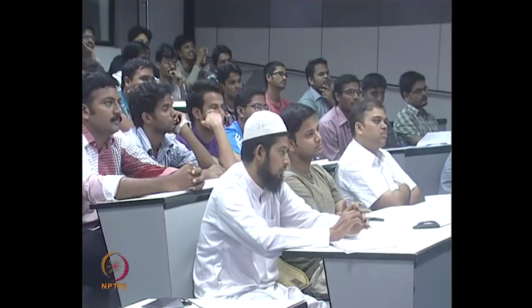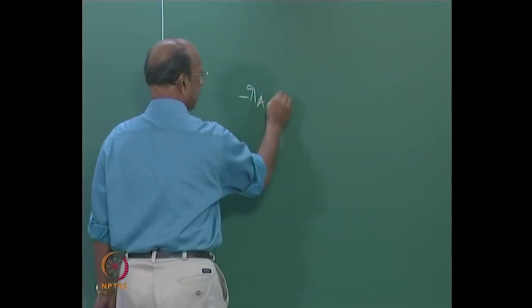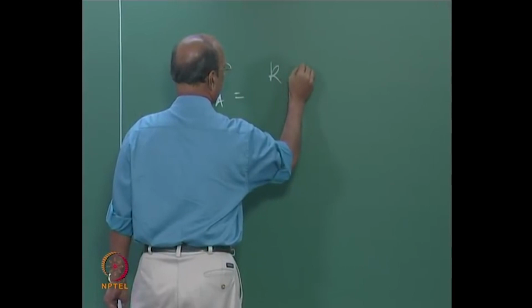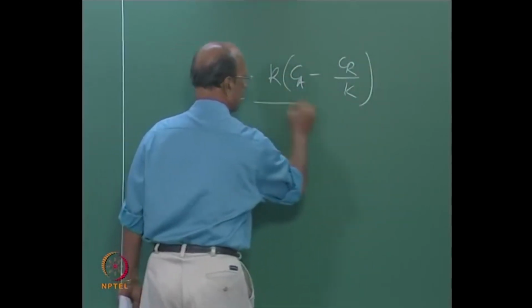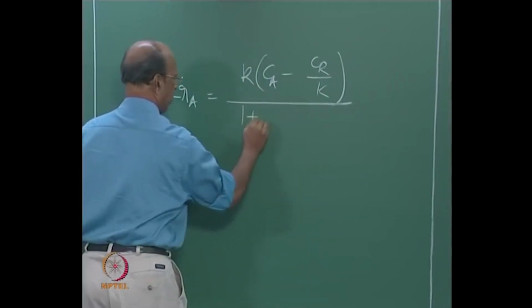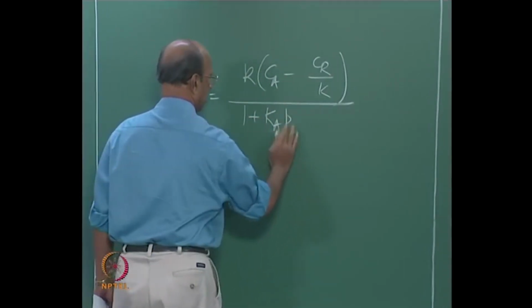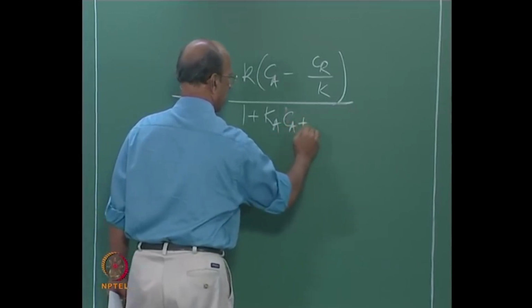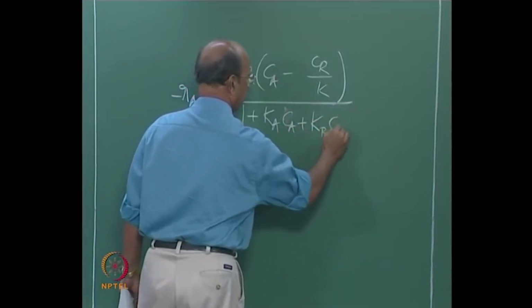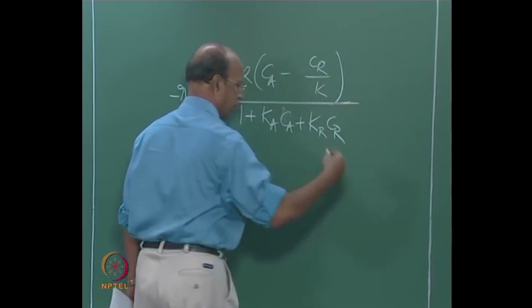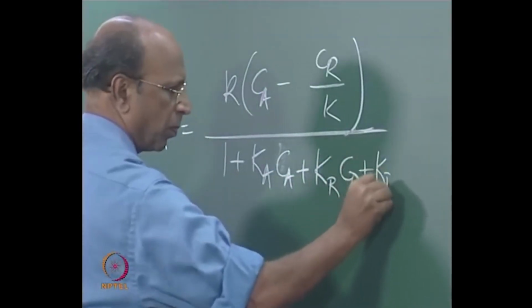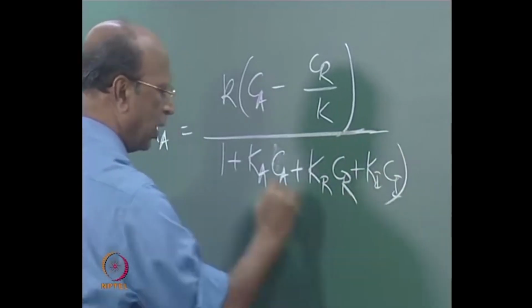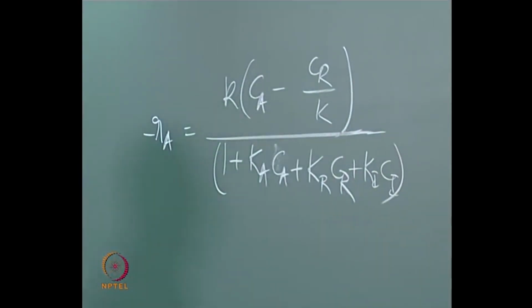I think I will write that. This is minus r_A equal to some constant K into C_A, let me write C_A so that you are comfortable with that, divided by 1 plus K_A C_A plus K_R C_R. If there are some inerts, we can also write K_I times the concentration of inerts. That is the one. What is the order of this reaction?